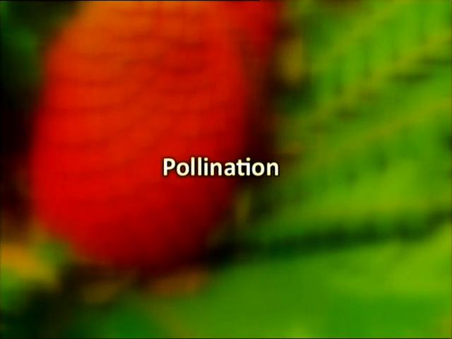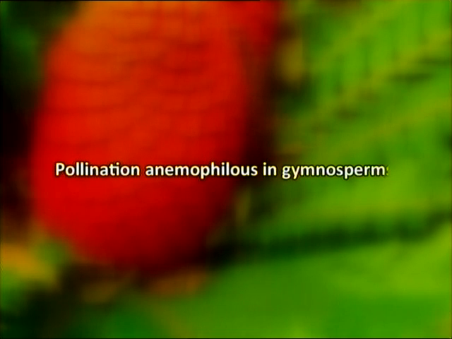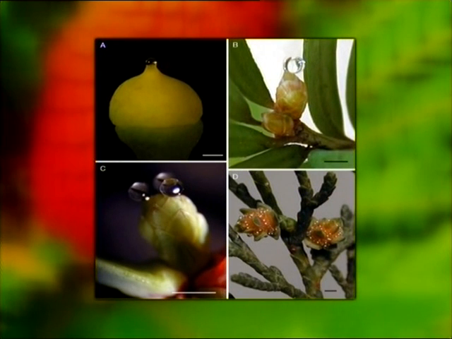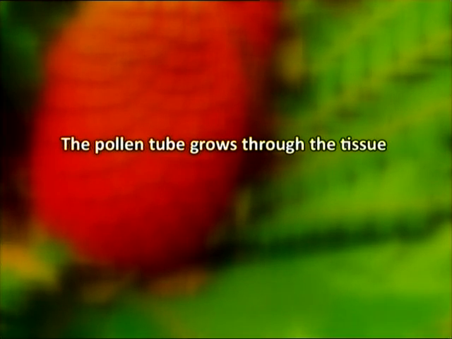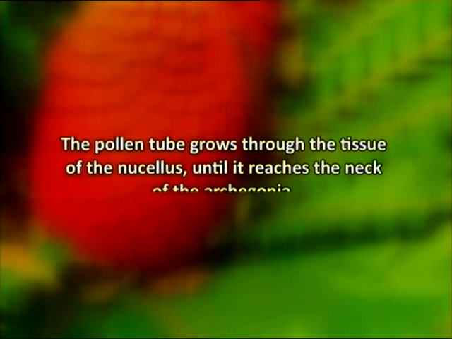Now the pollination. In Gymnosperms, pollination is anemophilous. The ovule secretes mucilaginous substance which oozes out from the micropyle of the ovule and forms a pollination drop which traps the pollen grains. The pollen grains are drawn in due to the drying of pollination drop. Further changes take place in the pollen chamber. The pollen tube grows through the tissue of the nucellus until it reaches the neck of the archegonia.